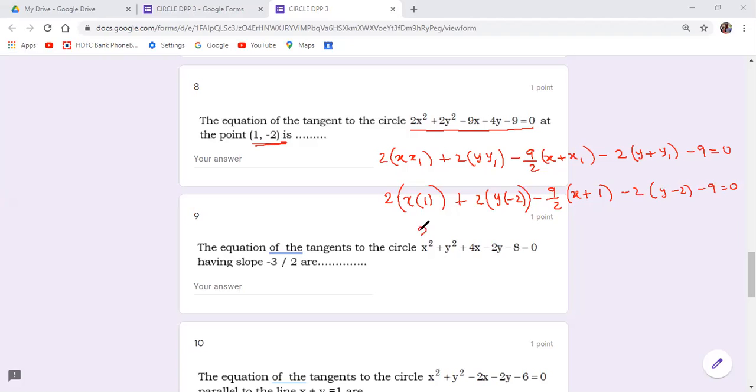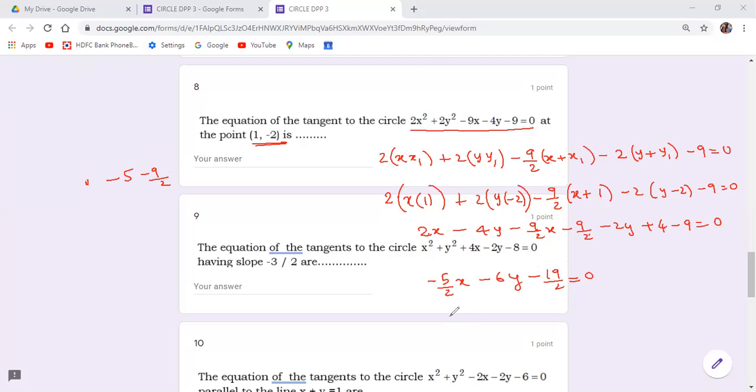So your answer will become 2x minus 4y minus 9 by 2x minus 9 by 2 minus 2y plus 4 minus 9 equal to 0. So minus 2x and minus 9 by 2x will give you minus 4 and minus 5 by 2x. Am I right? Please check my answer. Minus 6y. Then constants here: 9 by 2, 4 and minus 9 by 2.